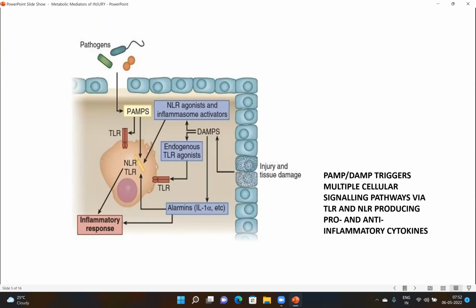Here we can see the pathogen-associated molecular protein, which is recognized by toll-like receptor. TLR is the extracellular pattern recognition receptor, and NLR is nucleotide-binding, nod-like receptor, which is an endogenous intracellular pattern recognition receptor. This PAMP triggers multiple cellular pathways via these TLR and NLR, producing pro-inflammatory and anti-inflammatory cytokines and leading to inflammatory response.